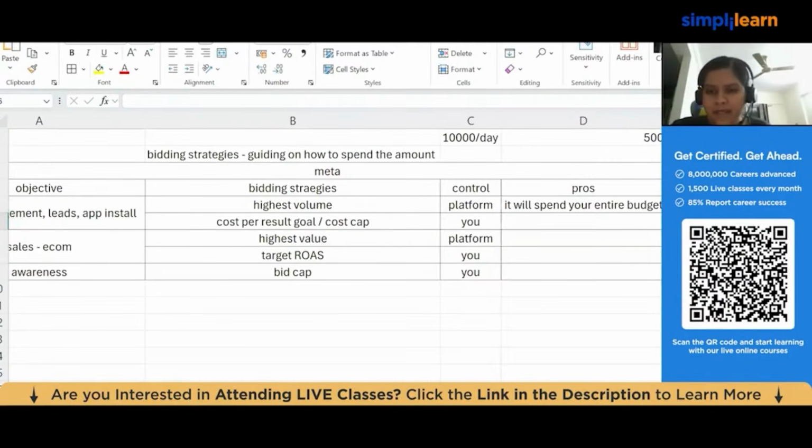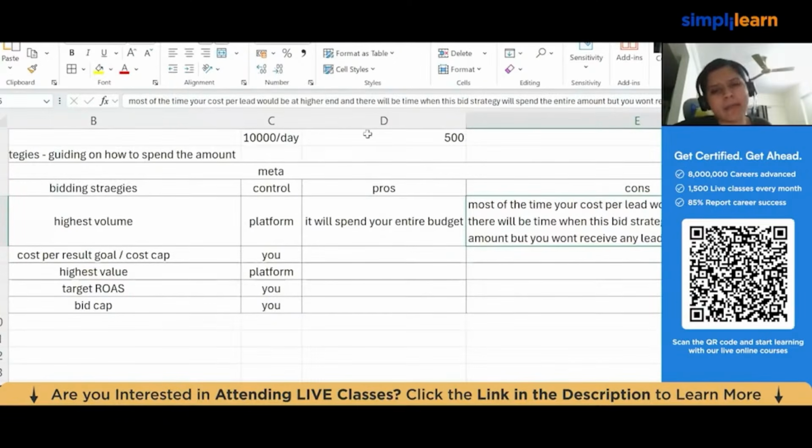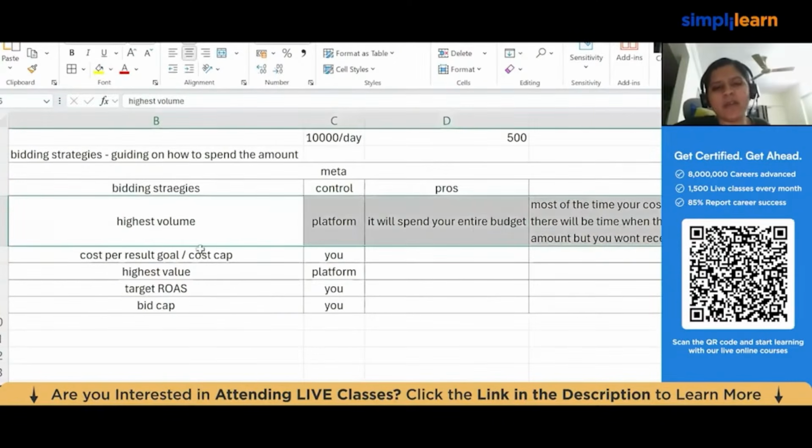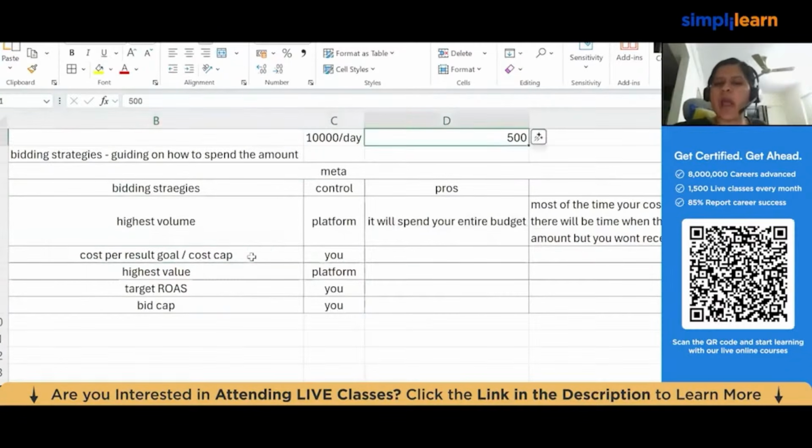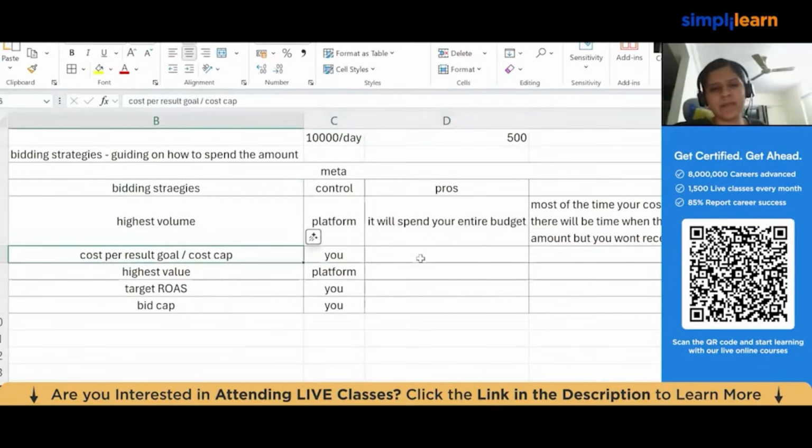Why would you just run your campaign blindly? By the way, most of the time your client will give you a cap. No client is that chill that they say, you spend my money, I'm okay with any cost per lead. If they give you that free will and allow the platform to do such a thing, you can't run a profitable campaign. So most of the time your client will give you a cap, and that time you'll have to use this particular bidding strategy.